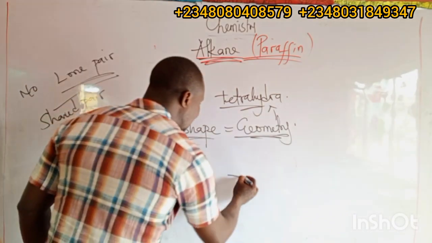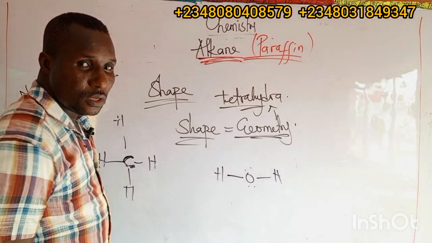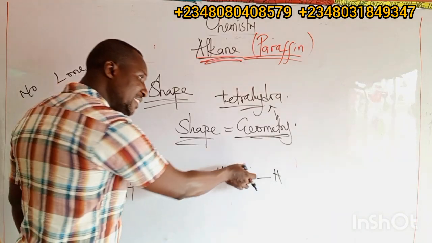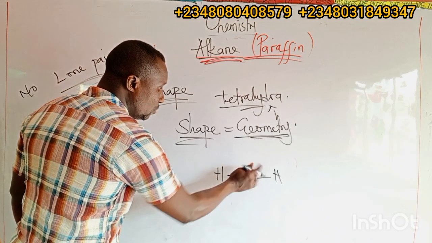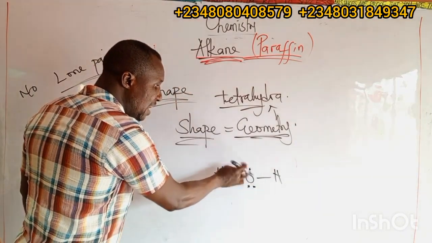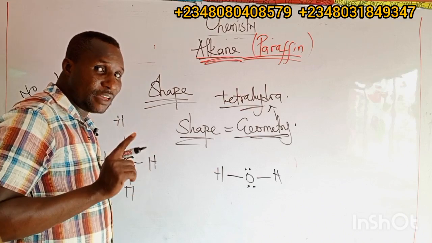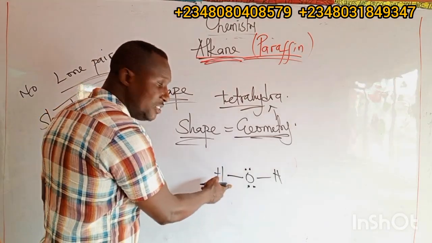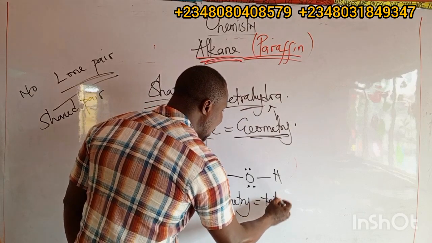Look at this. Look at water, for example. This is water. Water has lone pair of electron. This is one lone pair. This is another lone pair. That means in this case, shape and geometry can never be the same. The central atom has lone pair of electron, therefore shape and geometry can never be the same. Take note of that. That is why the geometry of water is tetrahedral. Geometry of water is what? Tetrahedral.